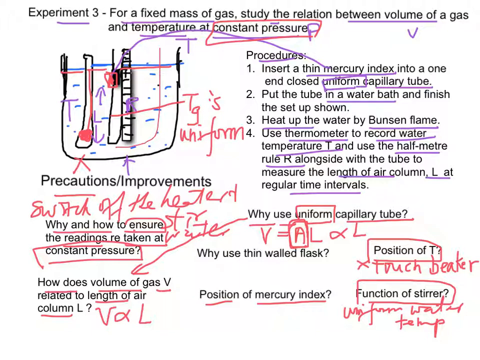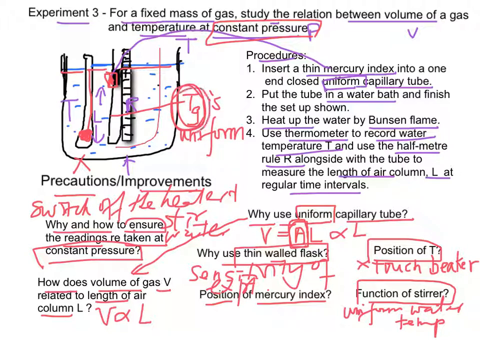The last thing for improvement is that we use thin-walled water flasks, because we want to increase the sensitivity of the experiment. For a thin-walled flask, the temperature of the gas inside is almost equal to the temperature of the water outside, which is recorded by the thermometer.